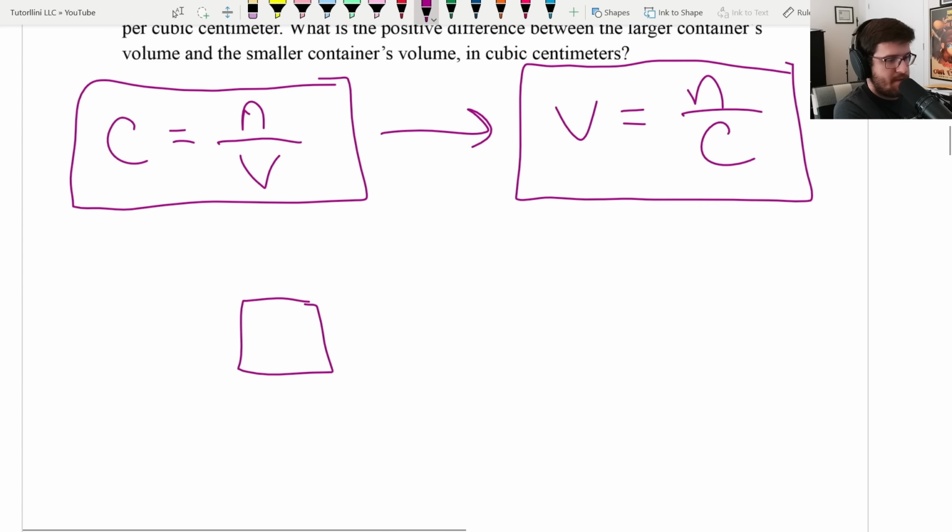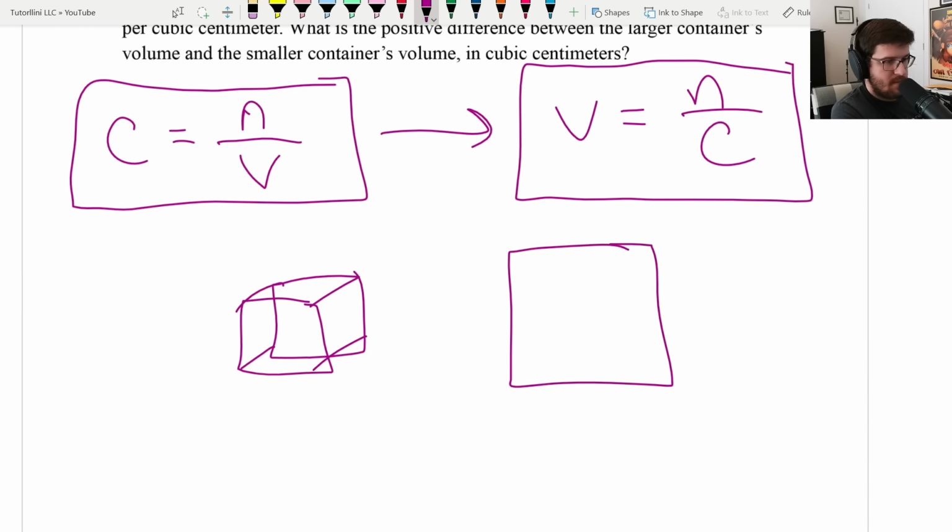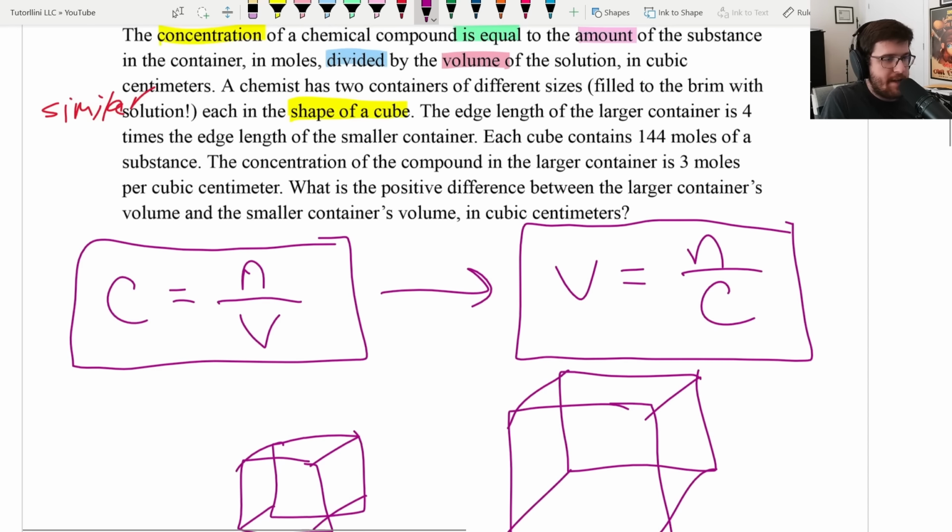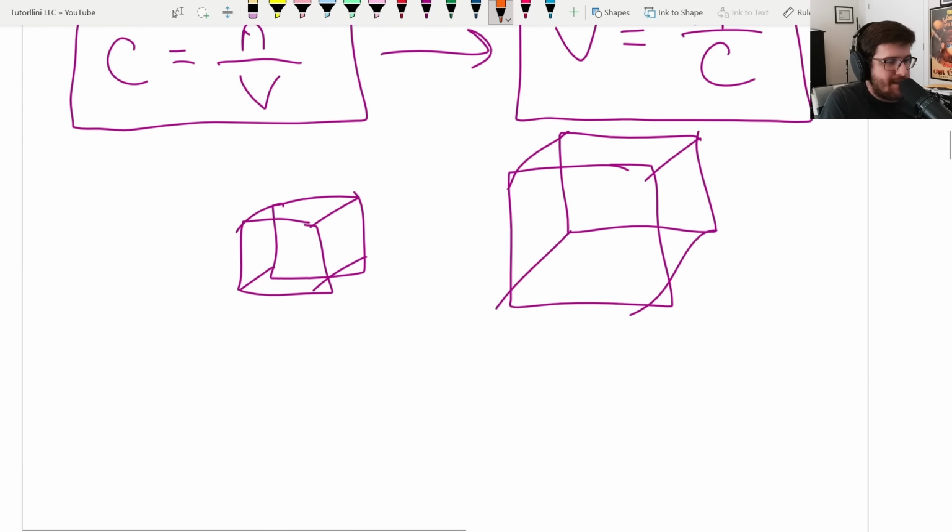Let's draw a little one and a big one. Okay, they tell us in this sentence that the edge length of the larger container is 4 times the edge length of the smaller container. That's just a fancy way of telling us the length scale factor, which is K, which is 4.